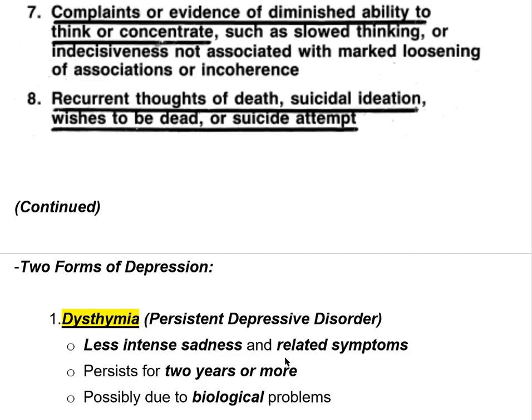Less intense sadness and related symptoms. That is, compared to the second kind of depression that I'm going to talk about in a couple of minutes, if you have dysthymia, it'll be less intense sadness, less intense hopelessness, and so forth. One of the defining characteristics of dysthymia is it has to persist for 2 years or more. Think of dysthymia as being a chronic condition.